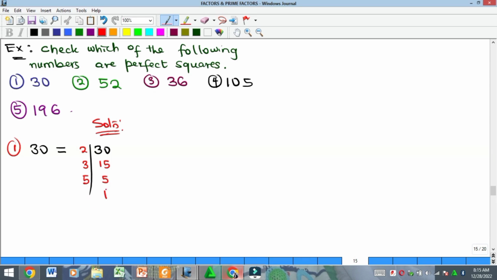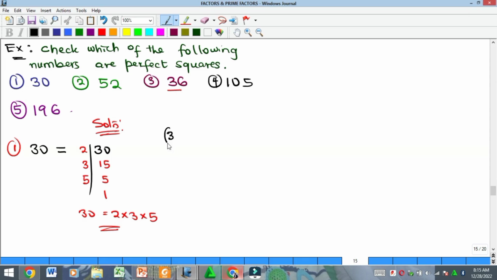So from here now, we can see that 30 is equal to 2 by 3 by 5. Okay, and so from here, none is pairing with each other. And so this is not a perfect square. Okay, so let's do this example of number 3 so that we can get this clearly.